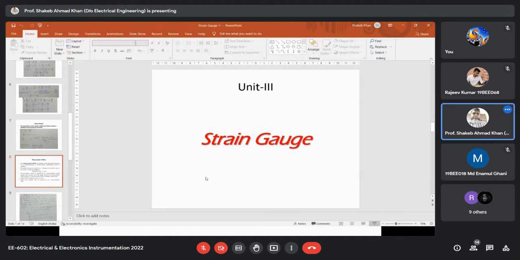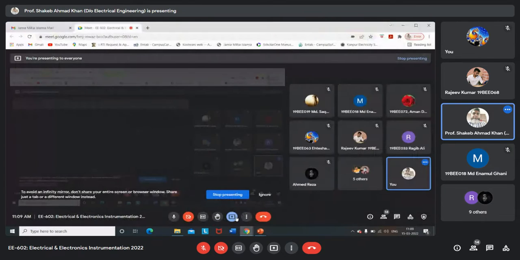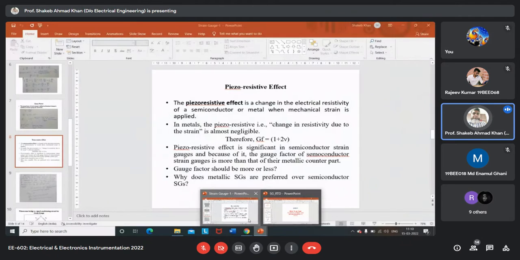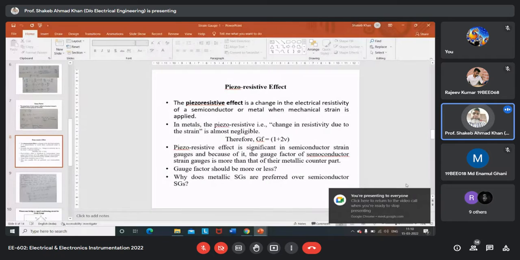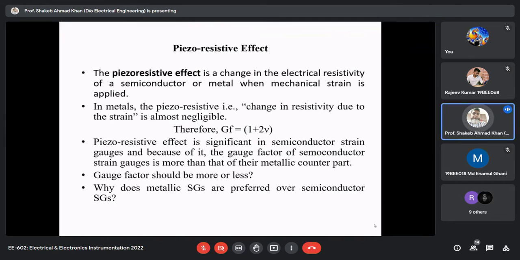How many of you are here? 14 people had joined. Not exactly 14, less than that. Please tell me, any idea about this? Any guess?